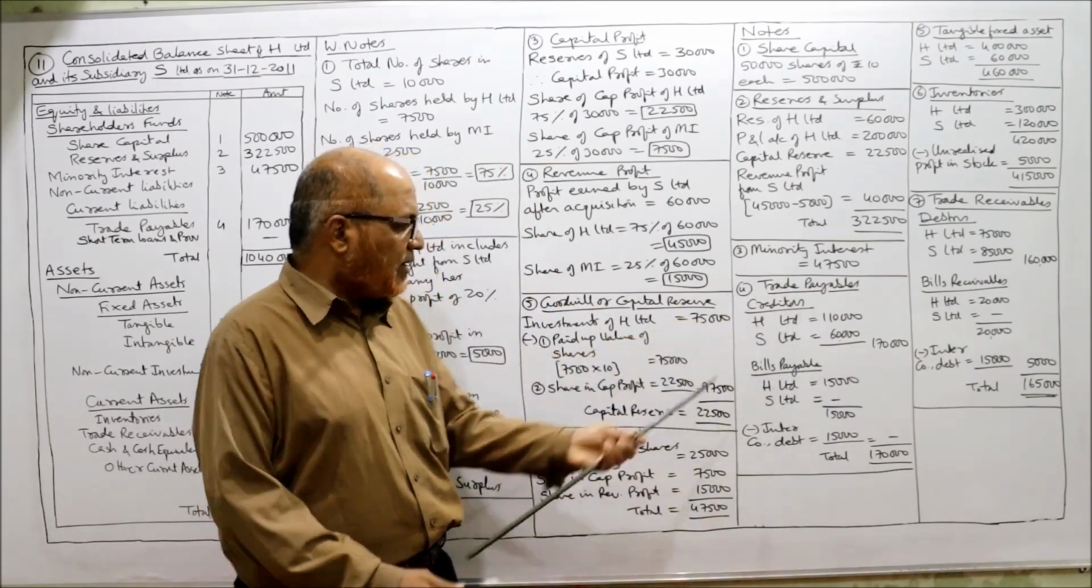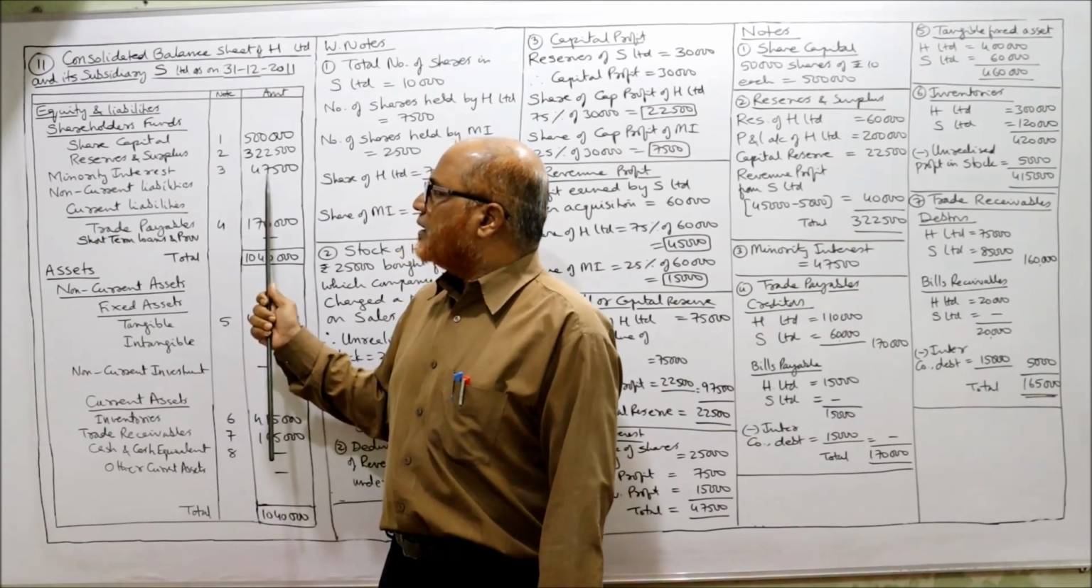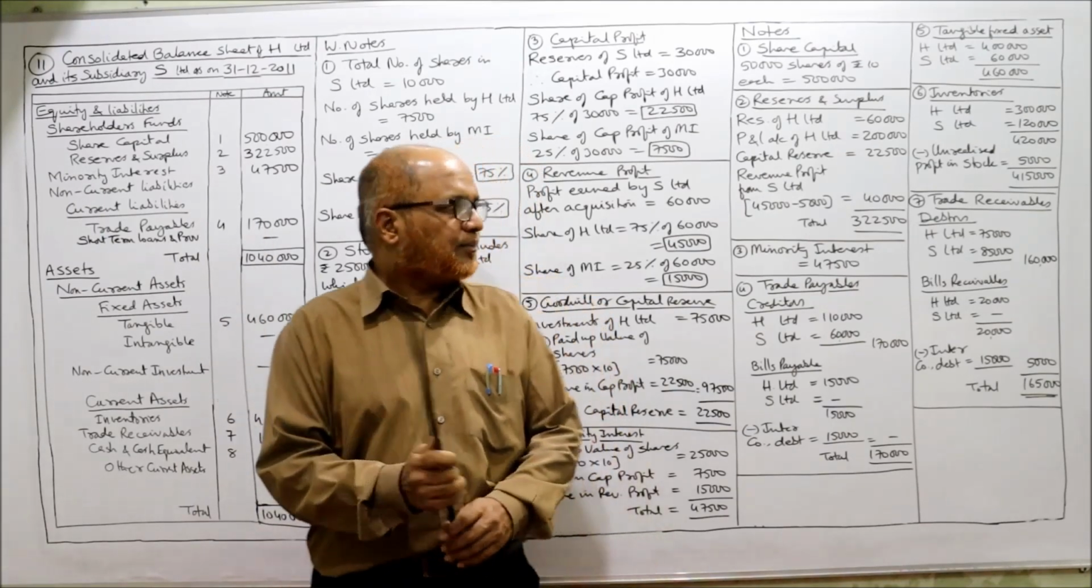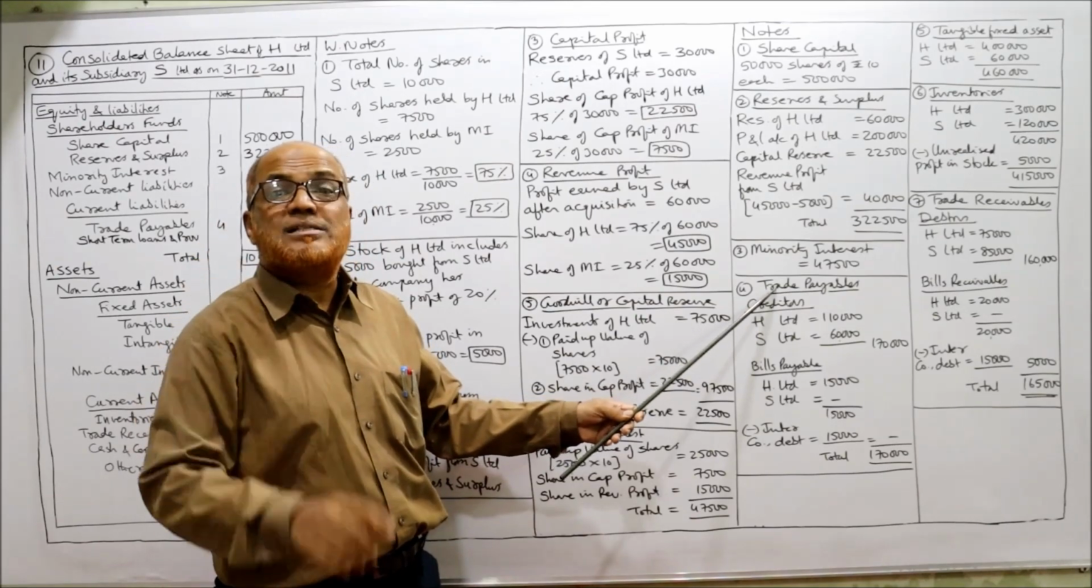Minority interest, we have already calculated 47,500. So here you take minority interest. Then fourth, trade payable. Trade payable consists of creditors and bills payable.